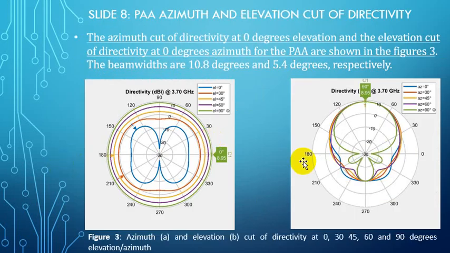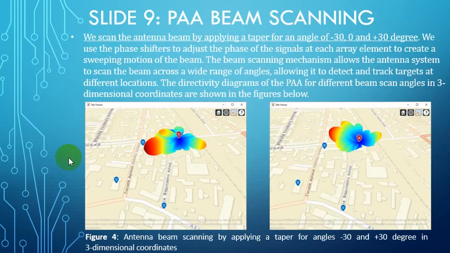The azimuth cutoff directivity at 0 degrees elevation and the elevation cutoff directivity at 0 degrees azimuth for the PAA are shown in figure 3. We scan the antenna beam by applying a taper for angles of -30, 0 and +30 degrees. On figure 4, the antenna beam scanning by applying -30 and +30 degrees in three-dimensional coordinates is shown.